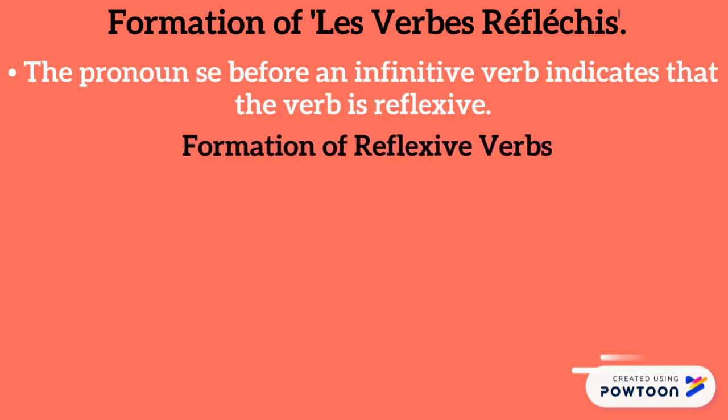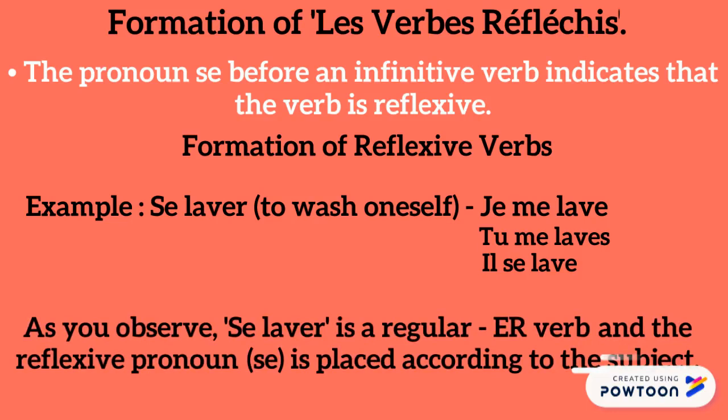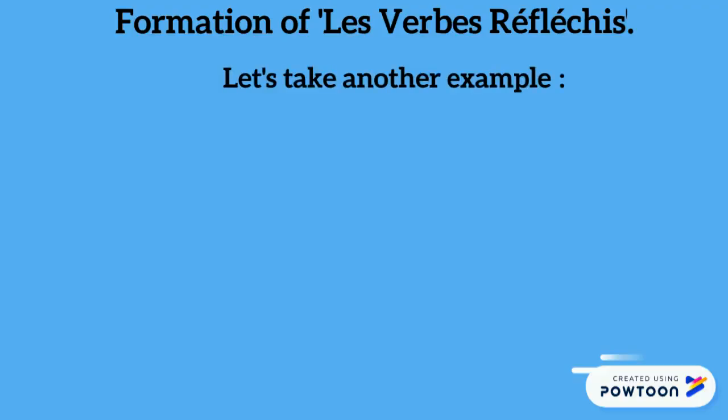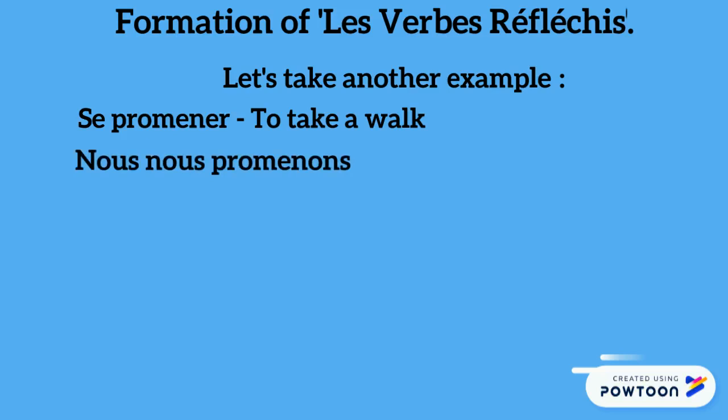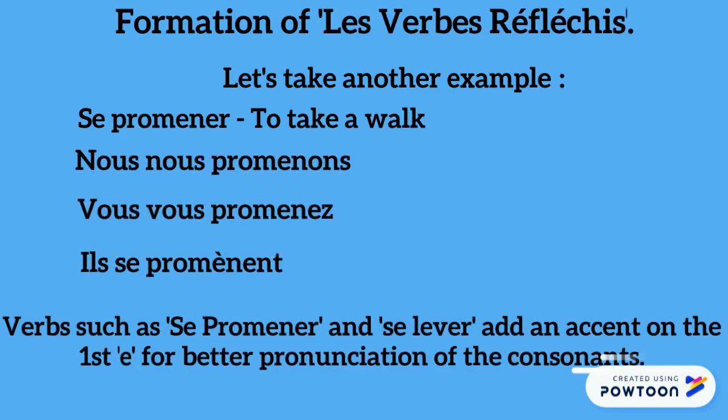Let's look at the formation of the reflexive verbs. As you observe, se laver is a regular ER verb and the reflexive pronoun se is placed according to the subject. Let's take another example of reflexive verbs. Se promener, to take a walk. Nous nous promenons, vous vous promenez, il se promène. Verbs such as se promener and se lever add an accent on the first E for better pronunciation of the consonant.